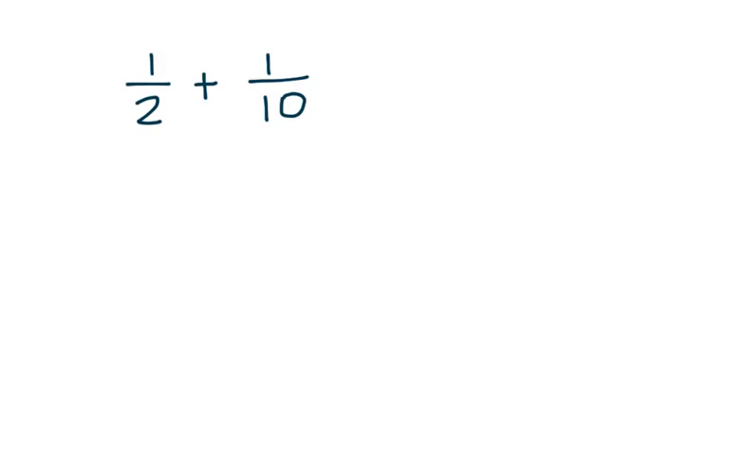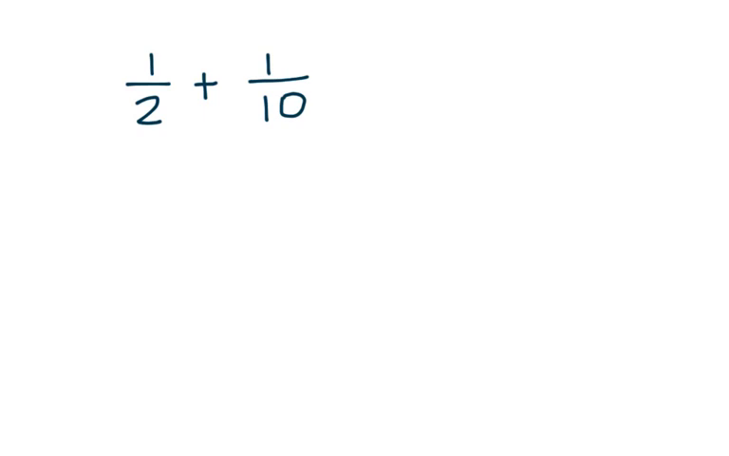If we want to add 1/2 plus 1/10, your instinct might be, well, I don't know, 2/12? We can't really do it that way. What we've got to do is we've got to have common denominators. We've got to have denominators that are the same before we can add or subtract fractions.